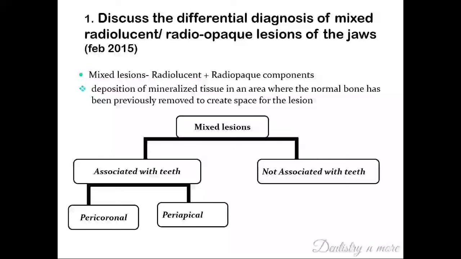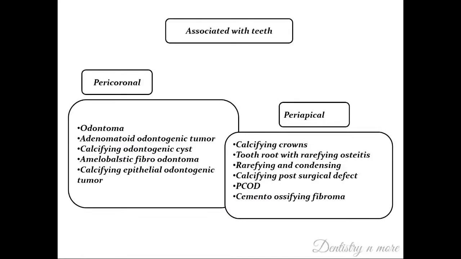So the mixed lesions can be divided into those associated with the tooth and those not associated with the tooth. In association with the tooth, you have the pericoronal as well as the periapical. In the pericoronal, you have the odontome, calcifying odontogenic cyst, calcifying epithelial odontogenic tumor, adenomatoid odontogenic tumor. Periapical, you have the calcifying crowns, the tooth roots with rarefying and condensing osteitis. Then you have calcifying post-surgical lesions, then periapical cemento-osseous dysplasia and the cemento-ossifying fibroma. Among those lesions not associated with the tooth, you have fibrous dysplasia, Paget's disease, then osteosarcoma, chondroma, odontogenic myxoma. All these can be mixed lesions not associated with the tooth.